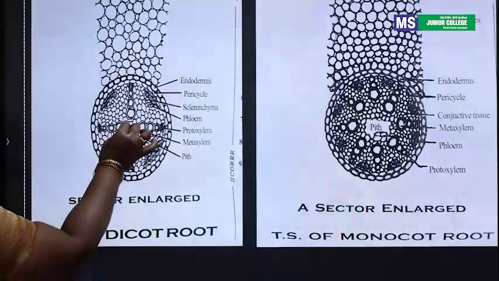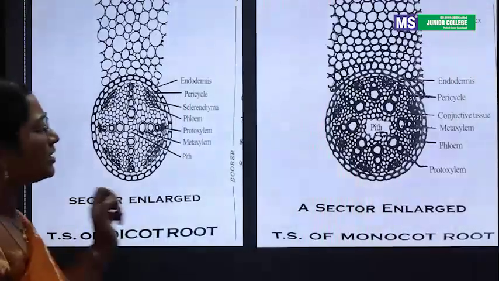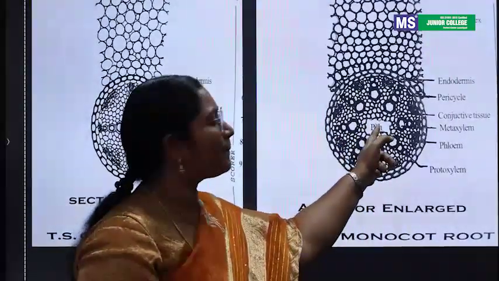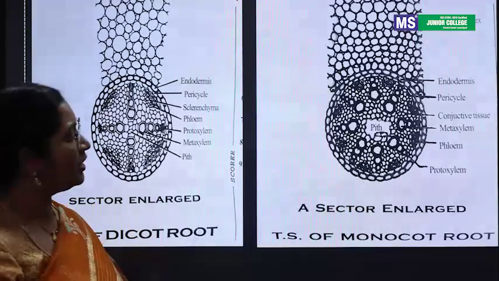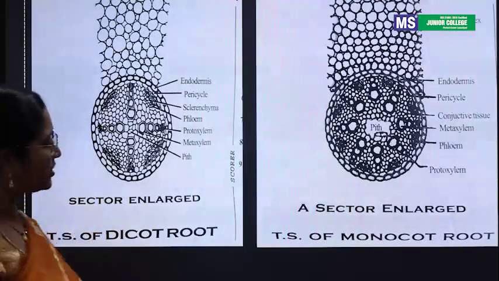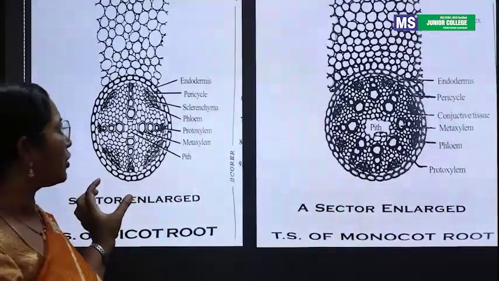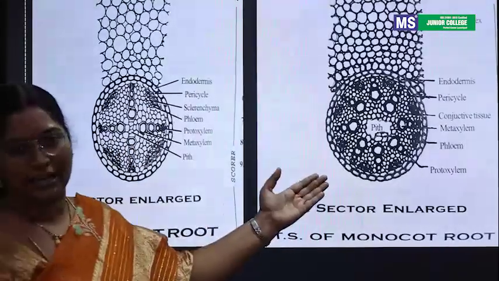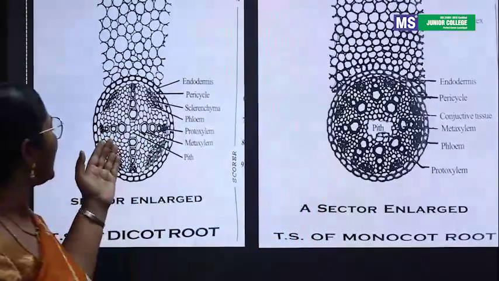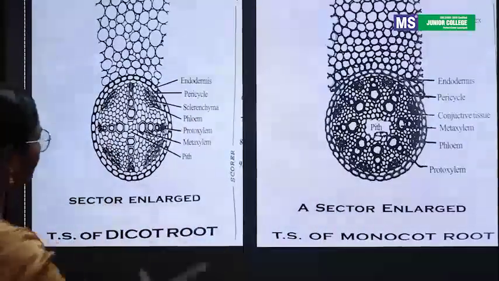Here a very minute pith, or the center medulla, is observed, but a well developed pith or medulla is seen in the case of monocot root. This is the great difference between the monocot root and dicot root. Here tetrarch xylem in dicot, there polyarch xylem in monocot. Here pith is minutely developed, here pith is well developed.